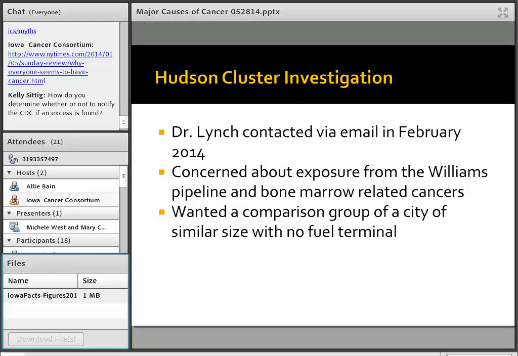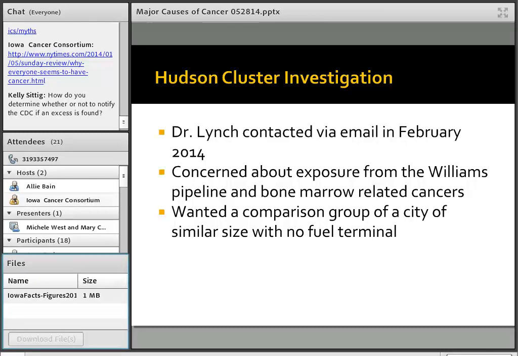The one that I'm going to go through with you guys today is in Hudson, Iowa. It was one that was started in February when Dr. Lynch was contacted via email from a concerned citizen. He was interested in exposure from the Williams pipeline, which is near Hudson, and his interest was in bone marrow-related cancers. He thought that there had been an increase in that area over the last few years.